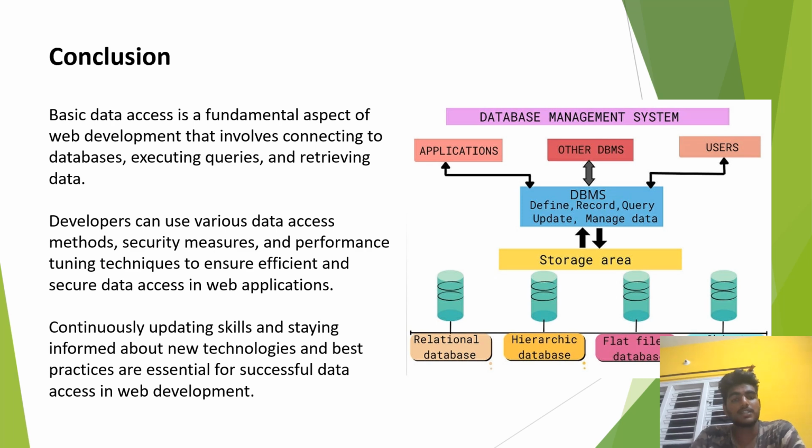Conclusion: Basic data access is fundamental. Basic data access is a fundamental aspect of web development that involves connecting to databases, executing queries, and retrieving data. Developers can use various data access methods, security measures, and performance tuning techniques to ensure efficient and secure data access in web applications. Continually updating skills and staying informed about the new technologies and best practices are essential for successful data access in web development.